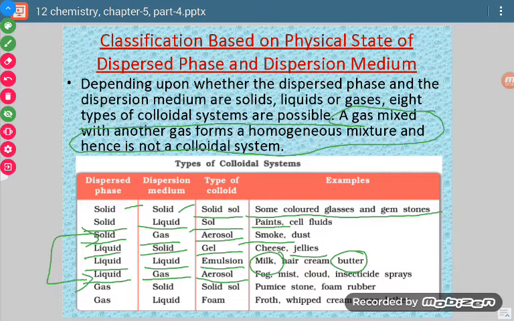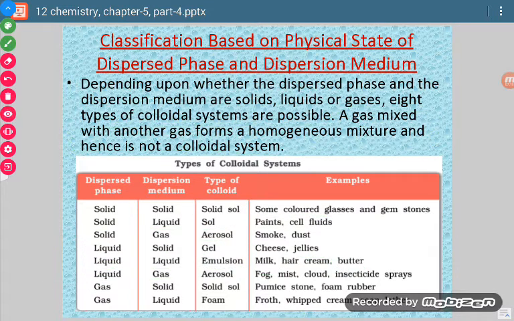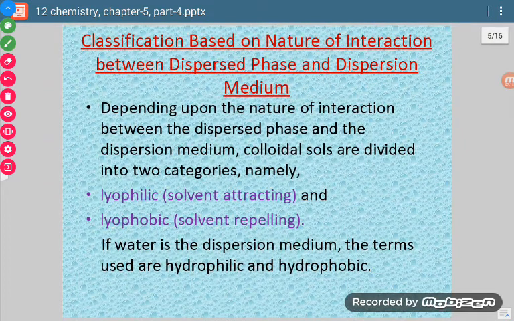If the dispersion medium is solid, like here and here where these two are solids, we say it is solid sol. Now if the dispersed phase is gas and the dispersion medium is liquid, then it comes in the category of foam. Just like whipped cream is of the category of foam, or the froth flotation process we did earlier. So froth is a type of foam, it is a type of colloid. Okay. So these are the 8 categories on the basis of dispersed phase and dispersion medium.